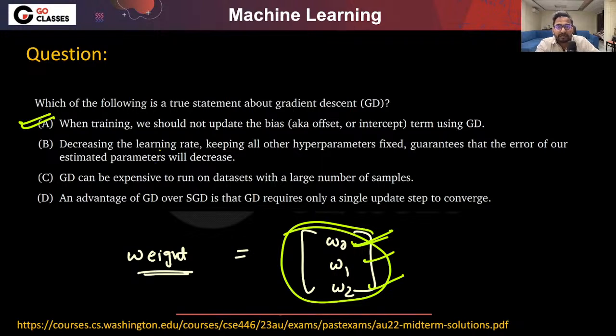Decreasing the learning rate, keeping all other hyperparameters fixed, guarantees that the error of our estimated parameter will decrease. So basically, if you are having a lesser learning rate, will this guarantee that the loss function will decrease or increase, something like this? Will this guarantee something?